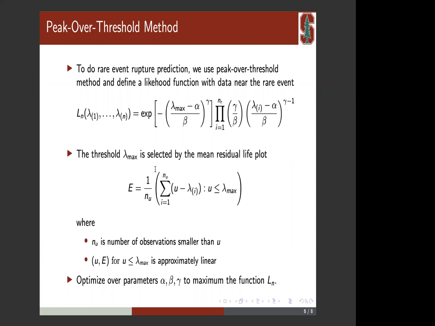And to select the threshold stretch, lambda max, we can use the empirical mean residual life plots, which are defined in the next display. And lambda max is chosen such that for all u smaller than lambda max, the pairs of (u, e) are approximately linear in this mean residual life plot. We carry out the maximum likelihood fitting to optimize over the parameters alpha, beta, gamma.